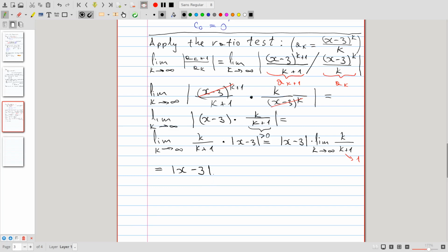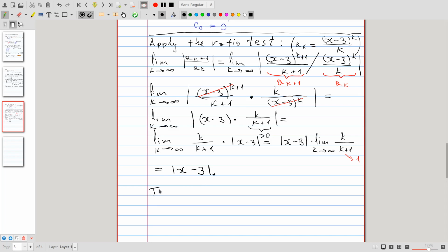Now, let's see what this tells us about the series. We applied the ratio test, which told us to compute this limit. We went ahead and computed the limit, and we ended up with this expression. So now, according to the ratio test, here's what we can conclude.